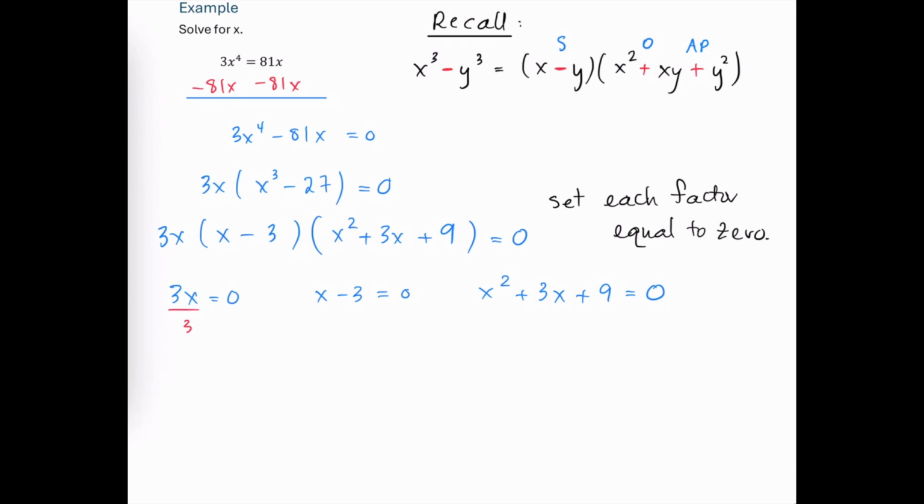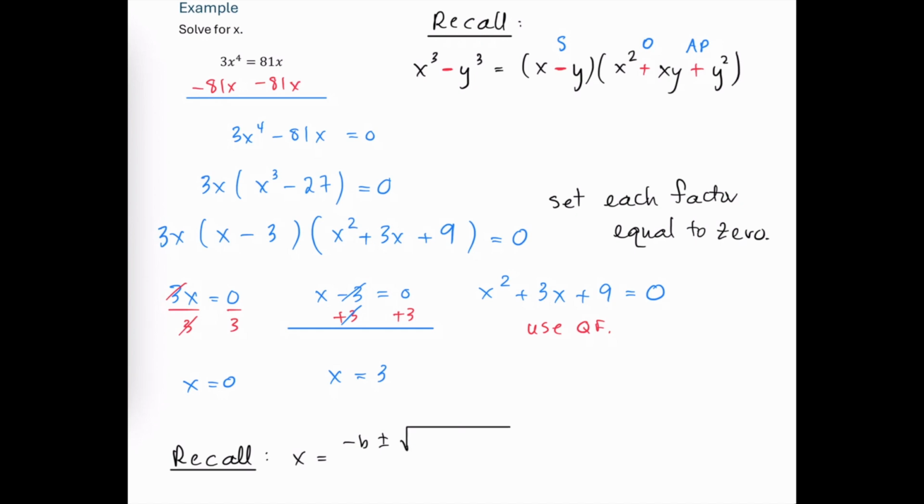We'll divide both sides by 3 here. Canceling the 3's on the left, we get that x is equal to 0. We add 3 to both sides here, which yields x is equal to 3. And then to solve this quadratic, we already know that it doesn't factor, so let's use the quadratic formula to solve it. Recall that the quadratic formula is the opposite of b plus or minus the square root of b squared minus 4ac all over 2a.